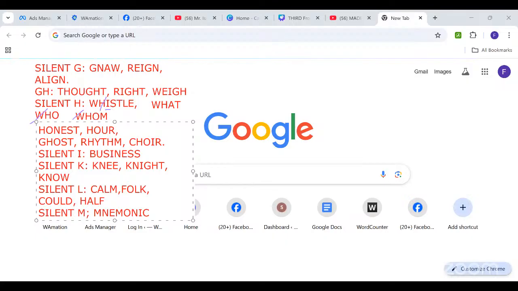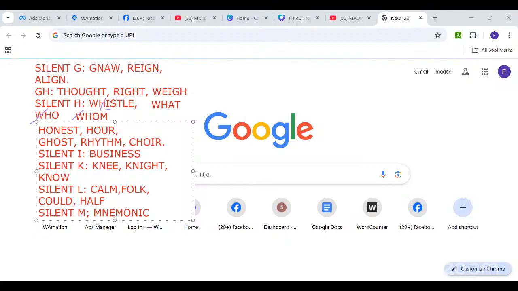Sometimes when we have letter H at the beginning of a word, the H is silent, as in honest, hour. Letter H can also be silent when we have it after letter W, and if the next vowel is not an O, as in whistle, what, who, whom. Letter H can also be silent after letter G, R, or C, as in ghost, rhythm, choir.